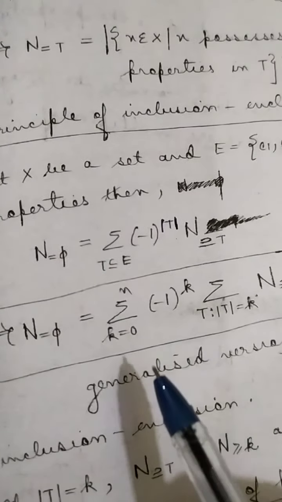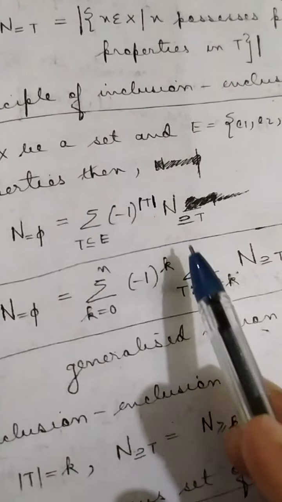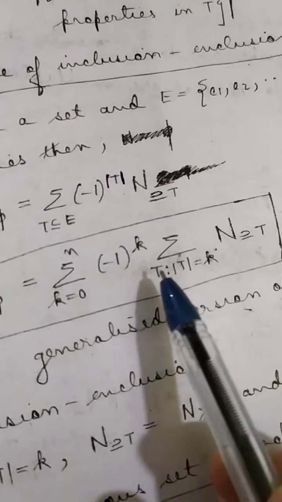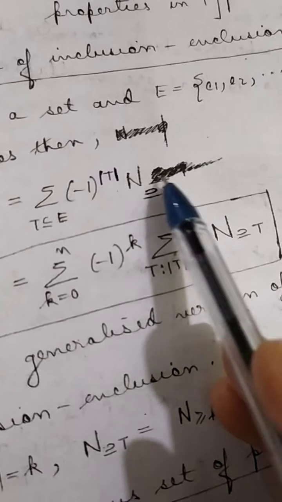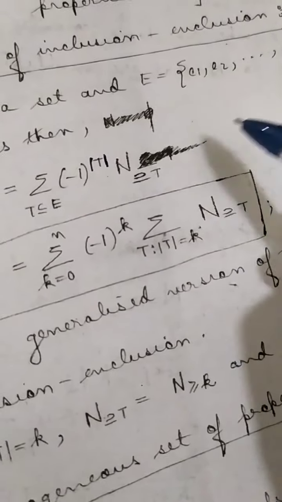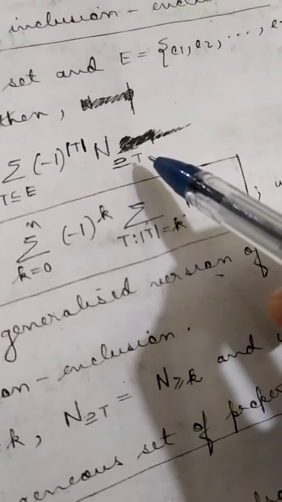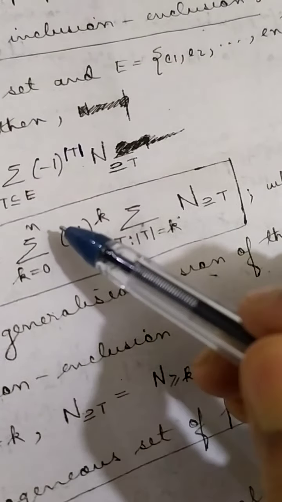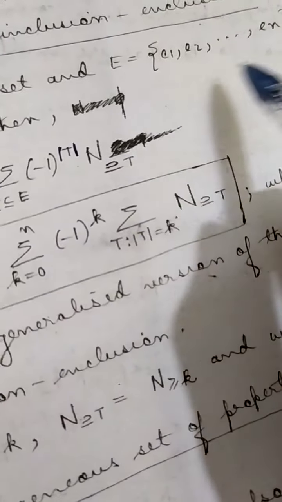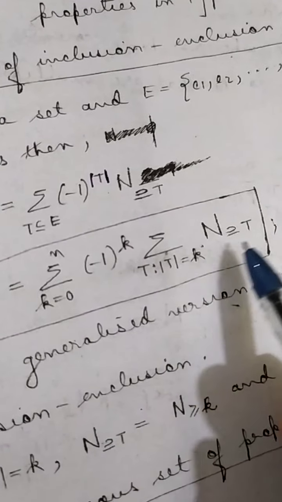So this expression can be written in summation form, something like that. In general this is T, but T can take any value from 0 up to n. That is, the number of elements in T may be from 0 to n, because T is a subset of P. All those possible subsets you have to consider. So you can write this summation sign in this form.